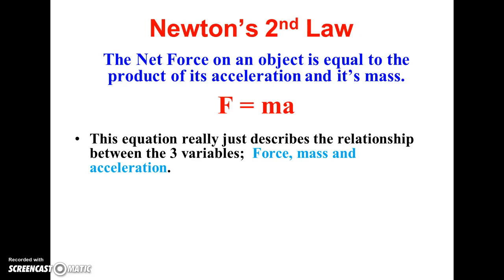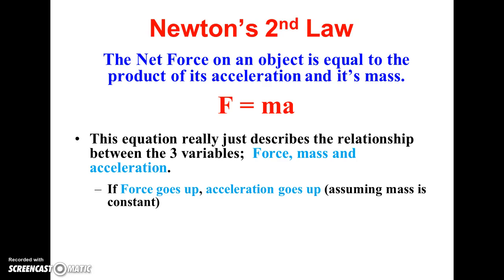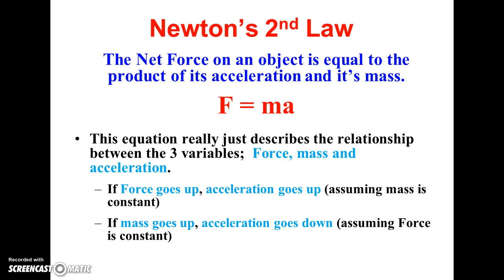What Newton's really saying with this equation is that there is a relationship between those three variables, force, mass, and acceleration. For example, if the force goes up, the acceleration is going to go down, assuming that mass is constant. If you hold force constant, then if the mass goes up, acceleration is going to go down.